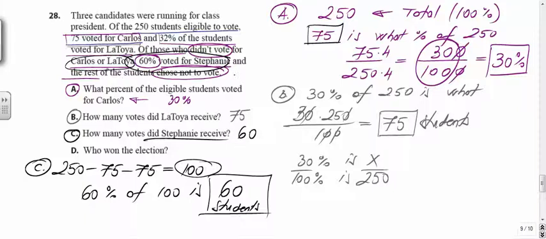The rest of the students choose not to vote. How many students choose not to vote? Well, 100 minus 60, we have 40 students. The question is D, right? The last question. Who won the elections? Well, we got two people here that won the elections.